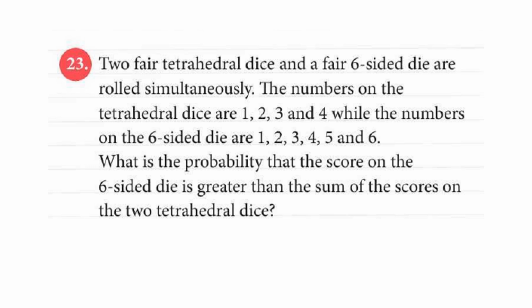The numbers on the tetrahedral dice are 1, 2, 3, and 4, whereas the 6-sided die is labeled 1, 2, 3, 4, 5, and 6. What is the probability that the score on the 6-sided die is greater than the sum of the scores on the 2 tetrahedral dice? We can't actually use the possibility diagram because it involves 3 dice, so we're going to use a tree diagram instead.